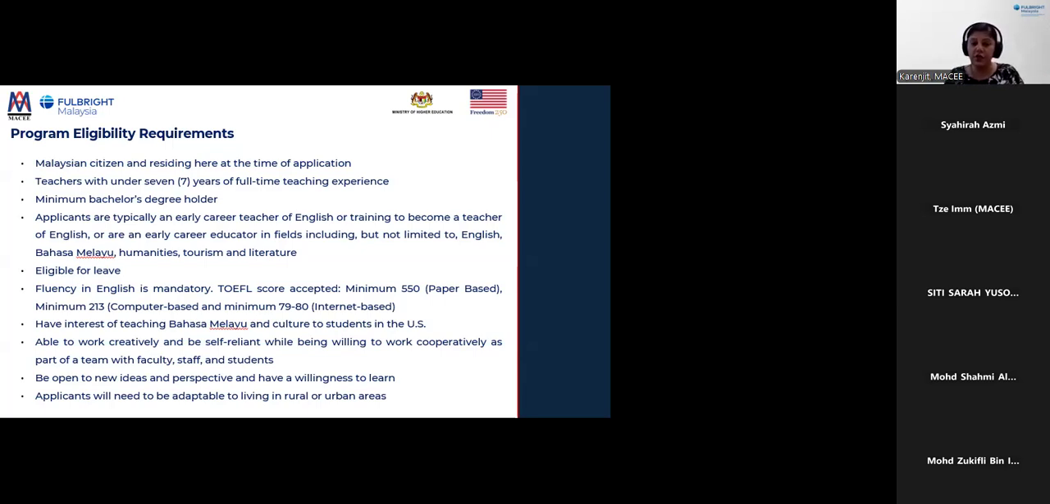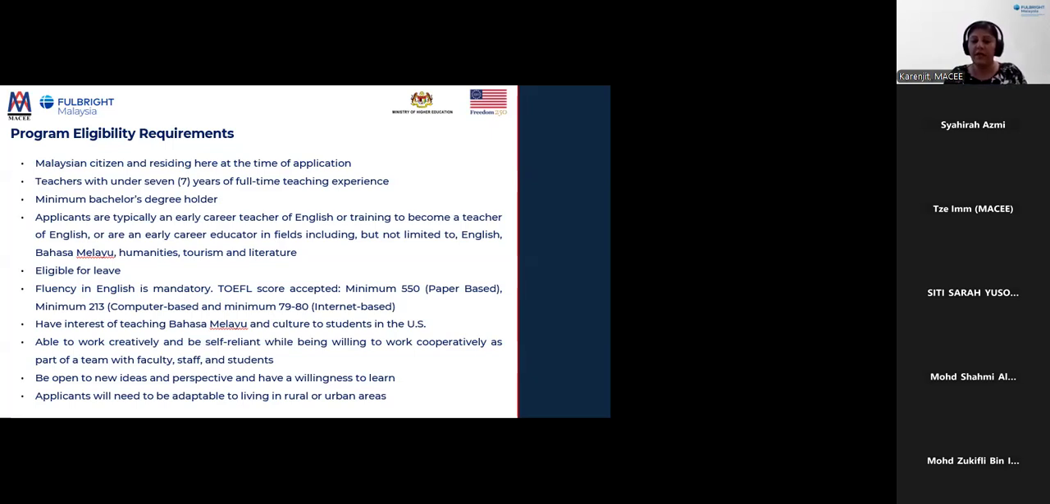If the institution that you are going to be placed at also has other Fulbright FLTA recipients, it is also sharing and bringing your country's culture to them as well. Okay, now in terms of being self-reliant, creative, and willing to work cooperatively as part of a team, staff and students.